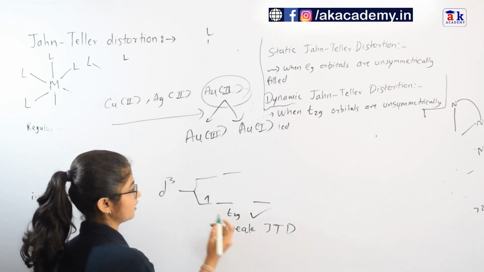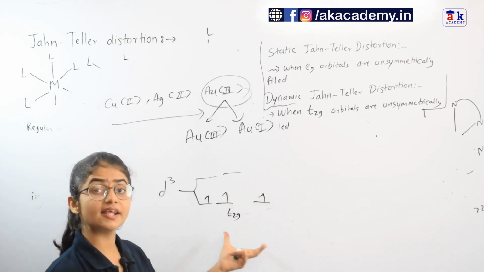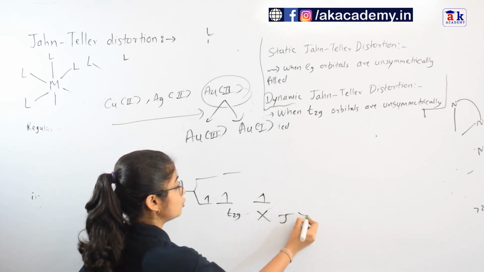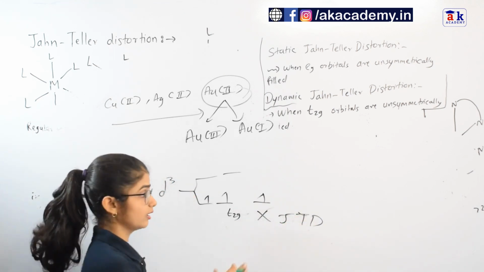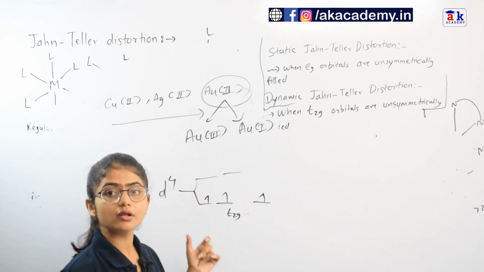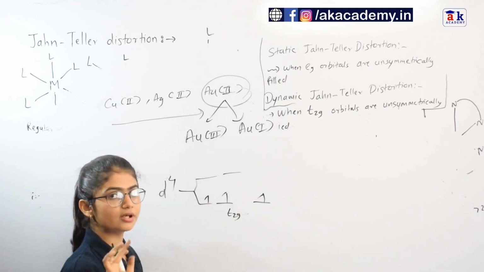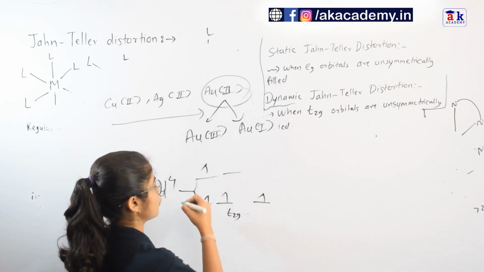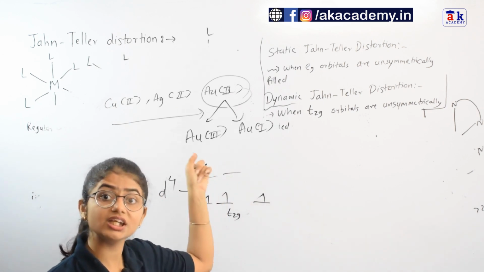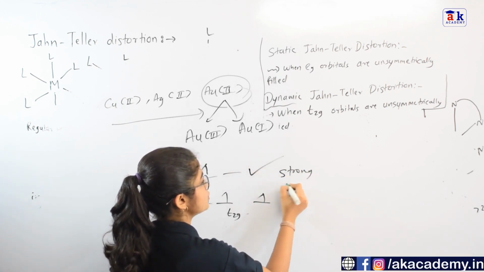Suppose I have got d3. So d3, how am I going to arrange 1, 2 and 3? So if you see, there is a symmetrical arrangement of electrons. So since there is a symmetrical arrangement of electrons, no Jahn-Teller distortion. Correct. Now suppose I am talking about high spin complexes, say, and suppose I have got 4 unpaired electrons. So high spin, so I have got 4 electrons in the d orbital. So 1, 2, 3 and 4. Now if you see, there is an unsymmetrical arrangement of electrons in the eg orbitals. So yes, it is going to show a very strong Jahn-Teller distortion.